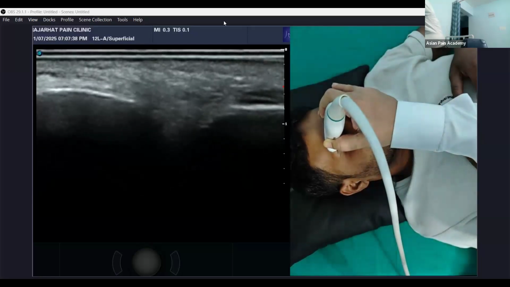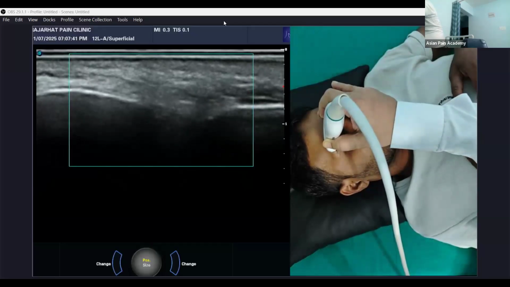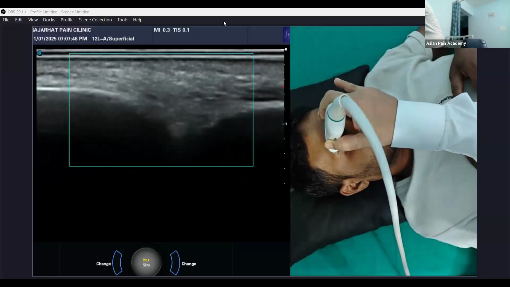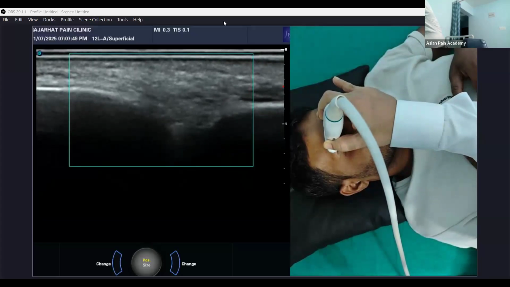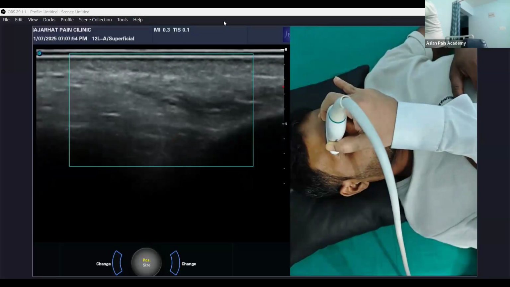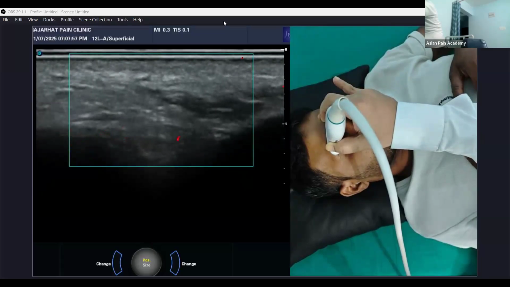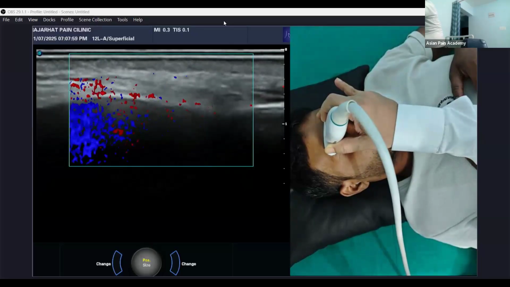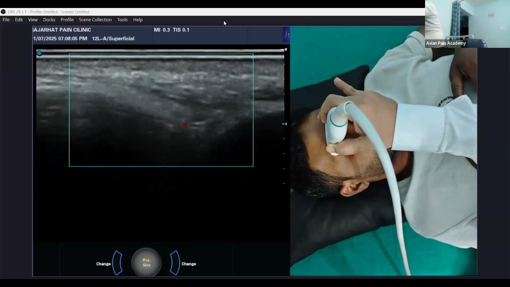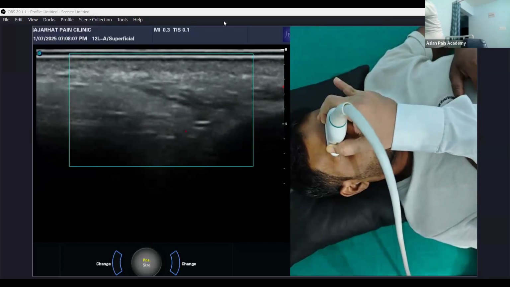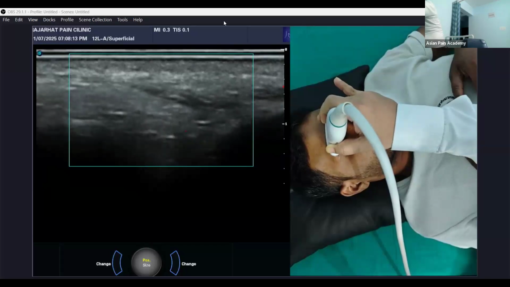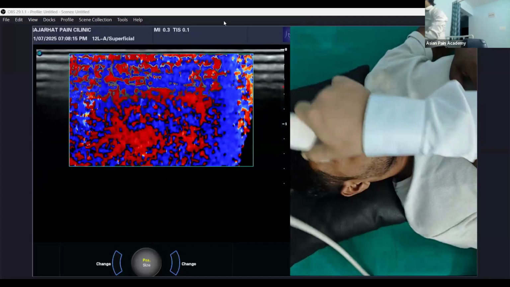Okay. So this is the supraorbital area. And I think all of you can see the vessel also. Yeah, this one. Just beside that, maybe this is the nerve, but I don't know. So this is the supraorbital area. Okay. Now I will show you the infraorbital.